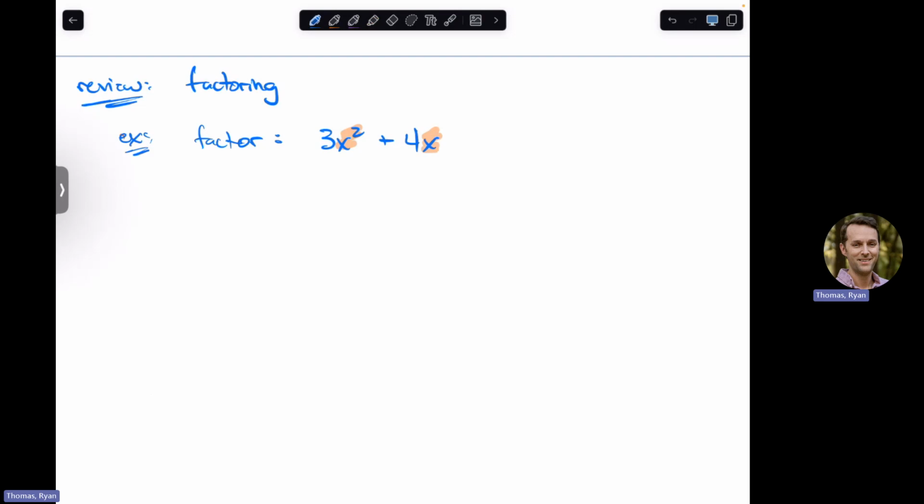They have a common factor of x. If I take x out, what's left? 3x plus 4. Okay, so on the factoring flow chart of things to look for, first thing to look for is, are there any common factors that we can take out? If there are common factors, start there.